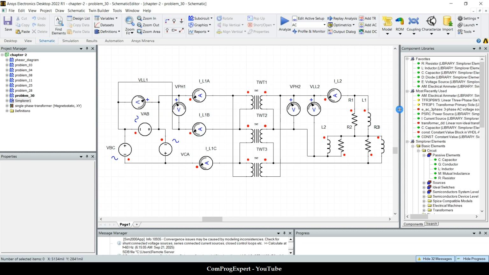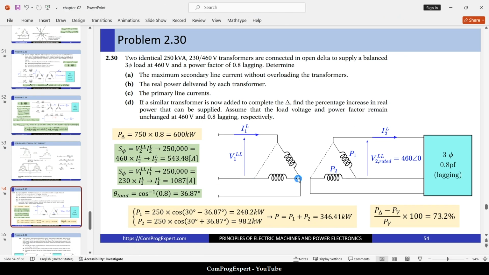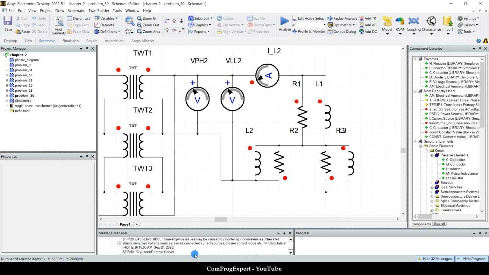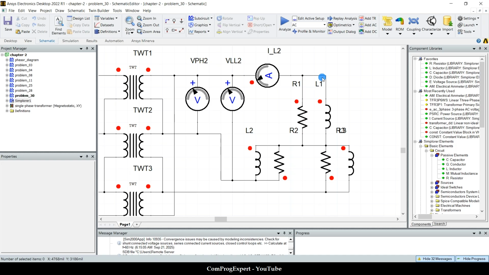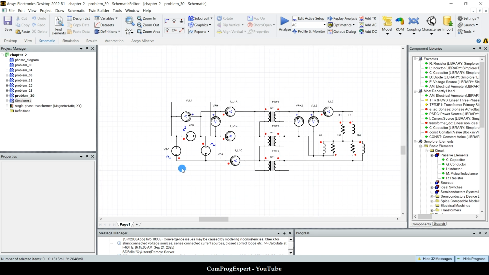Okay, so to save the time, I created this model for problem 30. Here we have this delta connection. First, I want to simulate the delta model and then we will simulate the Y model. Okay, so here you can see the connections because the load is inductive. In this case, we should replace capacitors with these inductors. And now let's check the numbers.